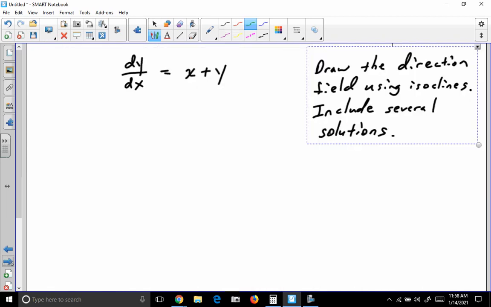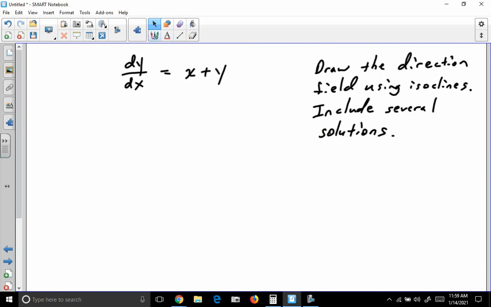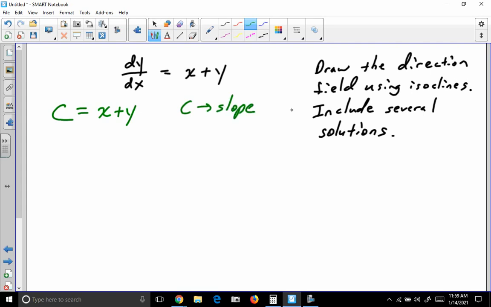All right, so let's look at another example. Here's another one where they want us to draw the direction fields using isoclines, and then include some solutions. C equals x plus 1, and again, C is just the constant that's going to represent various slopes.